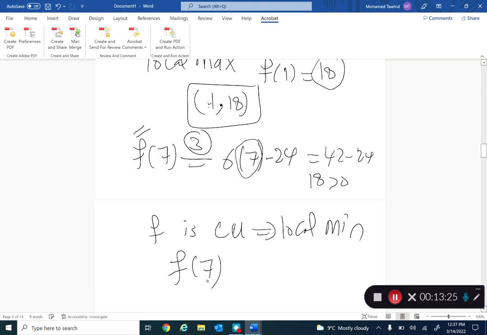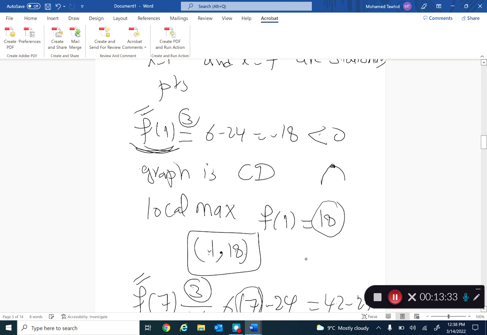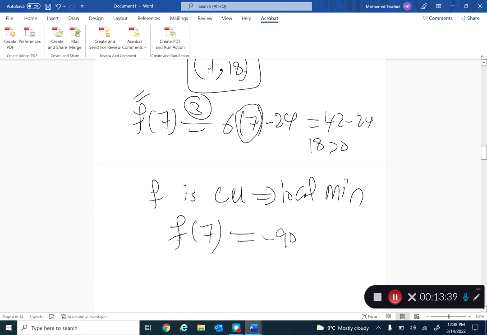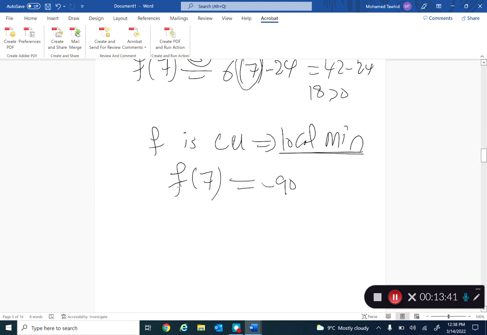And what is the value? The local minimum value will be f, not f prime or f double prime, just f at 7, which we already figured out here. f at 7 is minus 90, and that is your local minimum. So your local minimum is at 7 and minus 90.